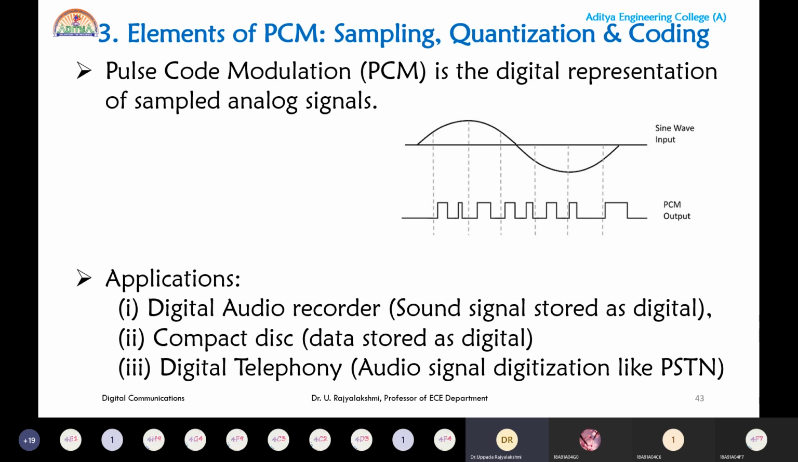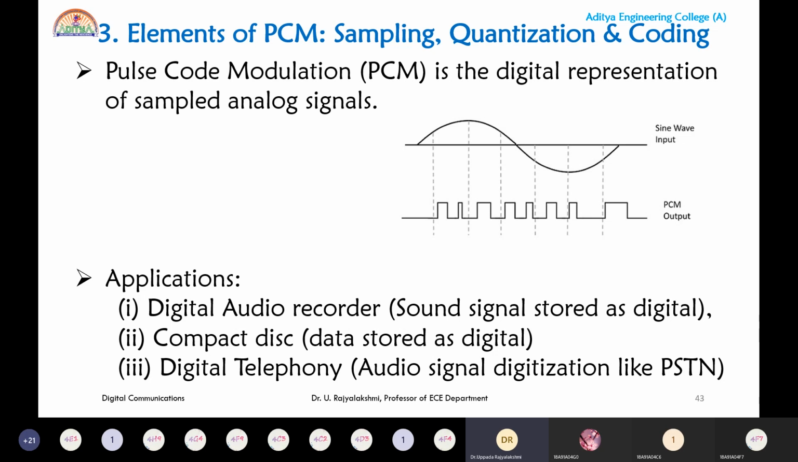Now, please observe the waveforms. Here we have the input as a sinusoidal waveform, so the message signal is analog in nature. That analog component is converted into this output. You can observe the second waveform, that is the PCM output. It is nothing but a data sequence in the form of zeros and ones. In the case of PCM, the sinusoidal waveform is converted into code format.